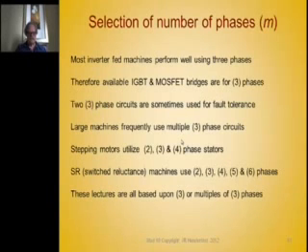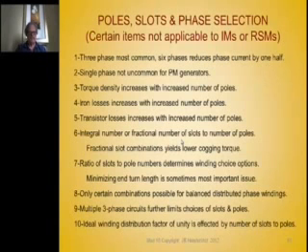Large machines, like generators used in power plants, frequently use more than one 3-phase circuit. Stepping motors use 2, 3, and 4. There are even 5-phase step motors. Switch reluctance machines use 2, 3, 4, 5, and 6-phase stators. The 2-phase stator is a very popular one for vacuum cleaners and fans and things of that sort. A very famous vacuum cleaner uses a 2-phase switch reluctance motor that goes 100,000 RPM. But these lectures are all based on stators that use 3 phases or multiples of 3 phases.